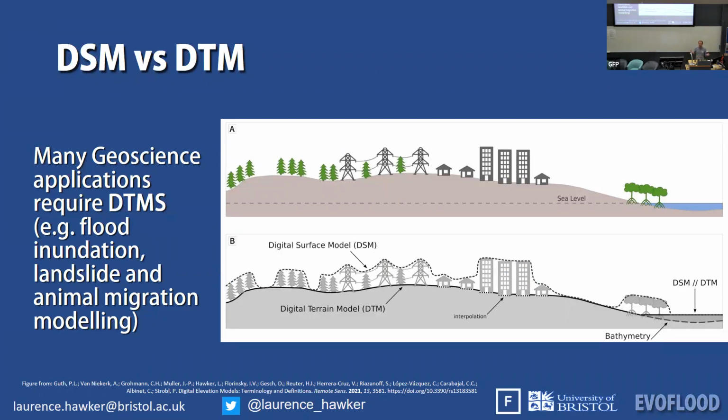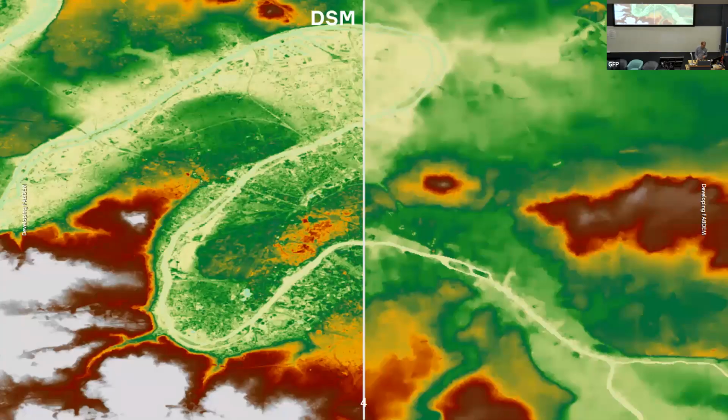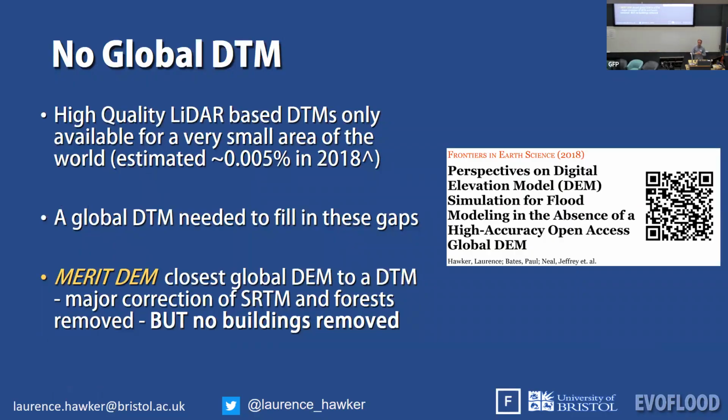So basically, global digital elevation models nominally measure the surface, so you're going to have forests and buildings within them, which is not conducive to flood models. The difference between a digital surface model is on the left-hand side, and a digital terrain model is on the right-hand side. Now the massive problem, and we're looking at global applications here mostly, or data scarce areas, is that there's no global digital terrain model.